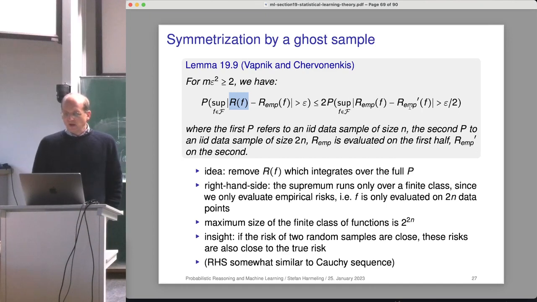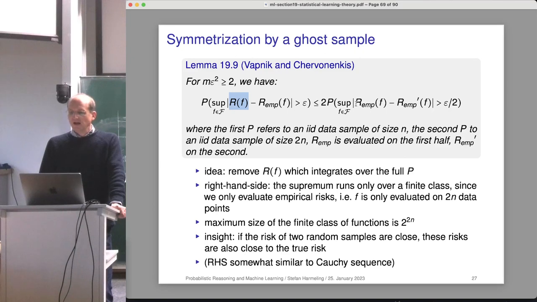Okay, now what's nice is we removed the R of f. And that's great, because on this side, there's no integral over the probability distribution P anymore. So that one is gone. So that's nice. And of course now we need double the amount of data. So if the empirical risk here has n data points, now I need 2n data points in a way, so 2n random variables, right? But it's only finitely many of those, which is good.